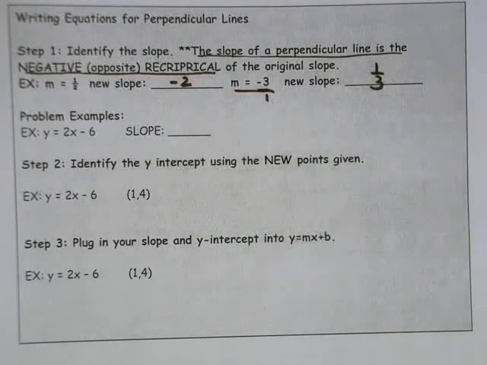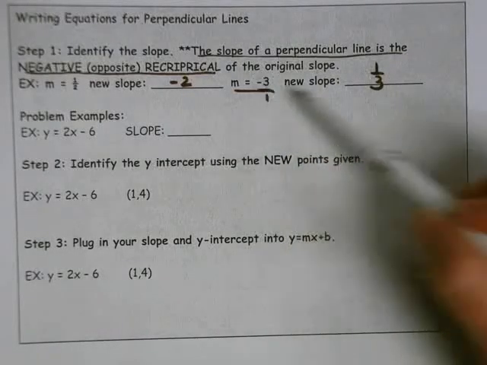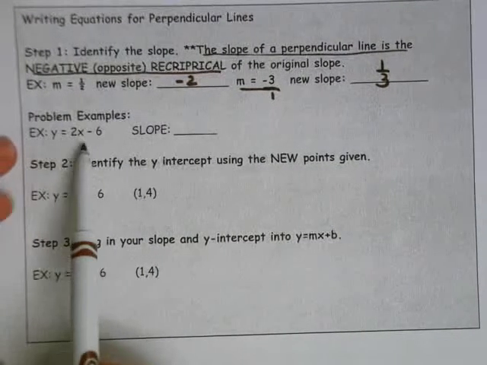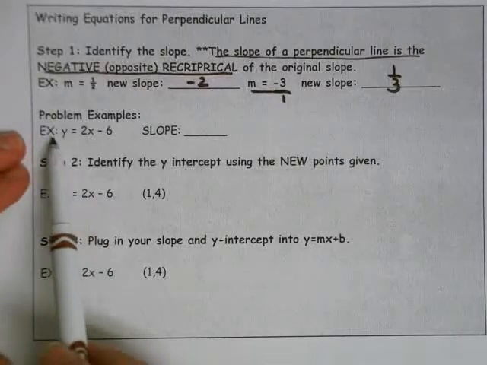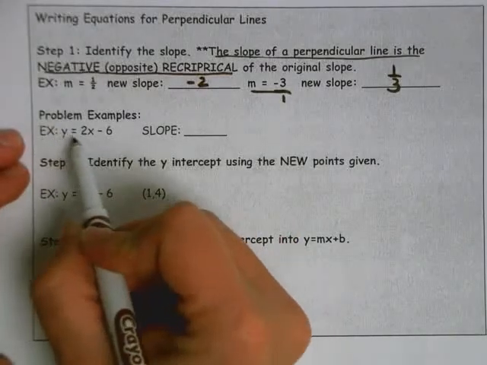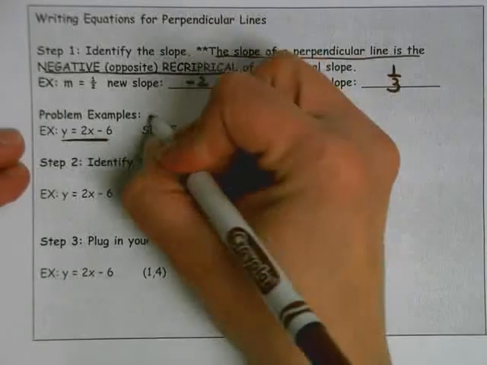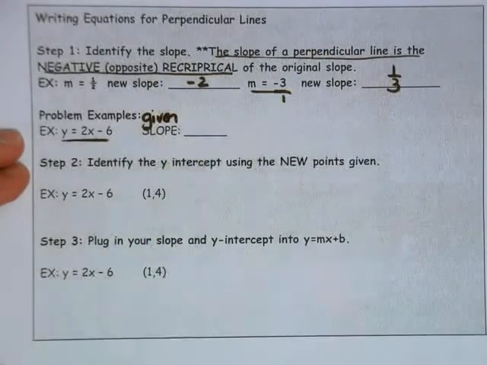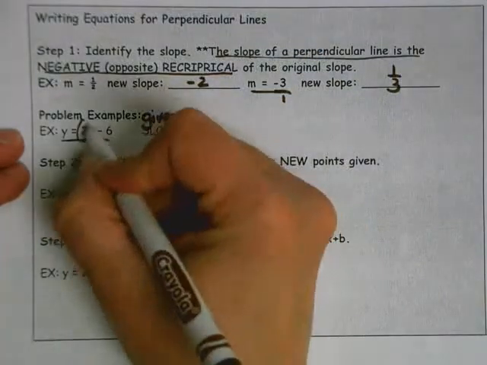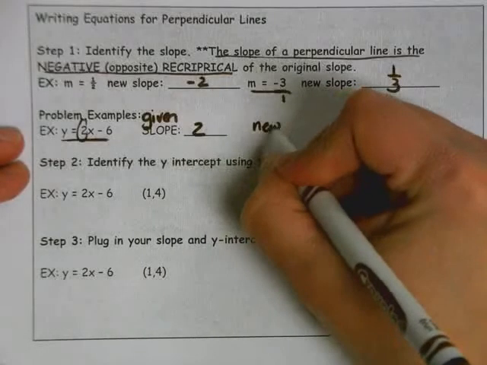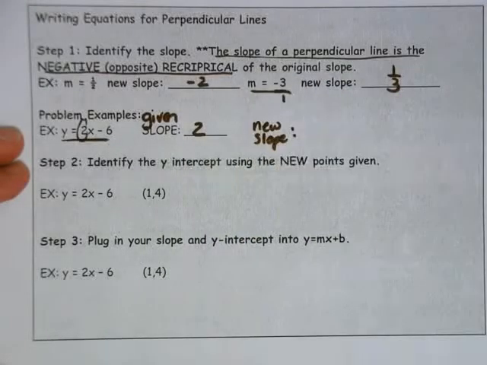We'd make it positive. This one would go downhill, this one would go uphill, and they would be perpendicular. So let's say we had this problem example, and we were trying to find something going through this, or that was perpendicular to this line. What is the given slope? Given slope is 2. So what is our new slope going to be that we need for a perpendicular line?